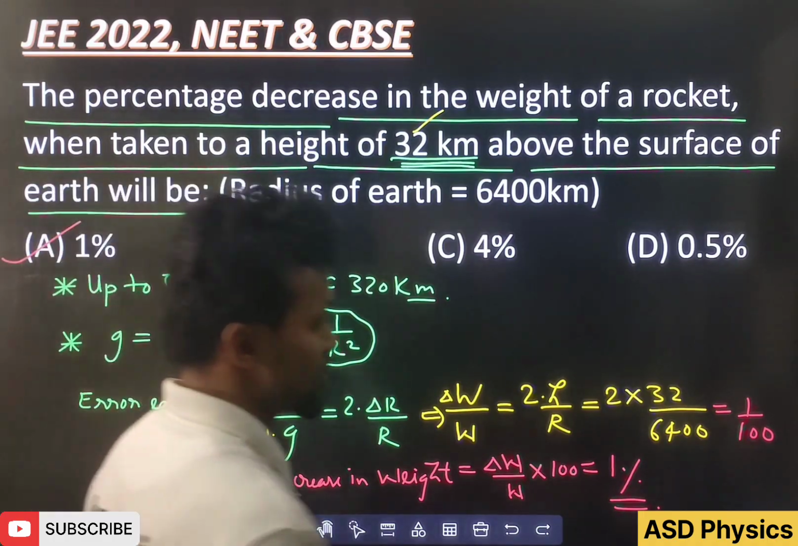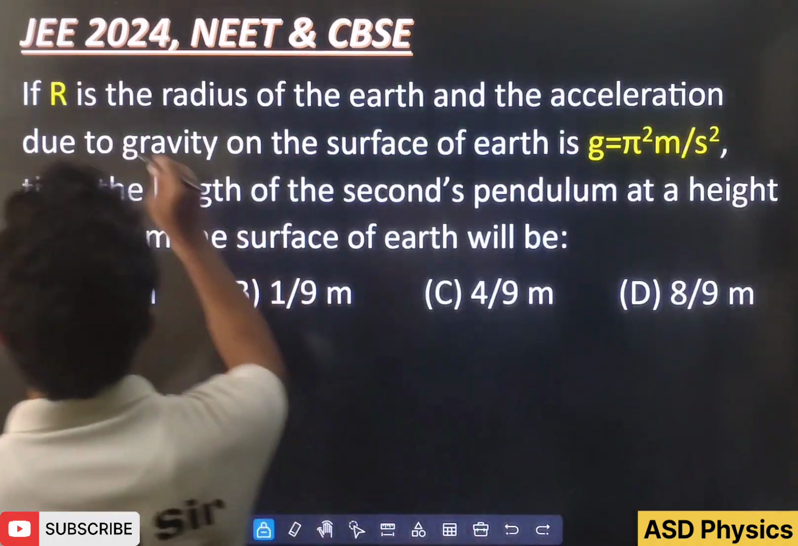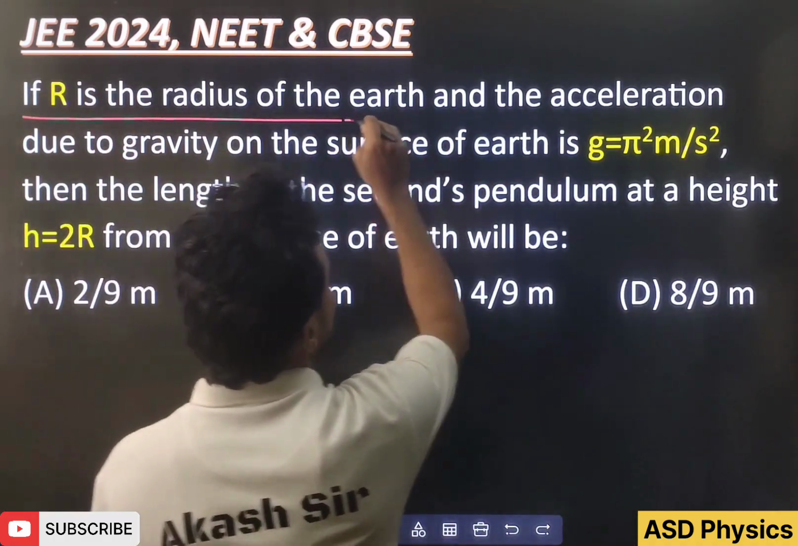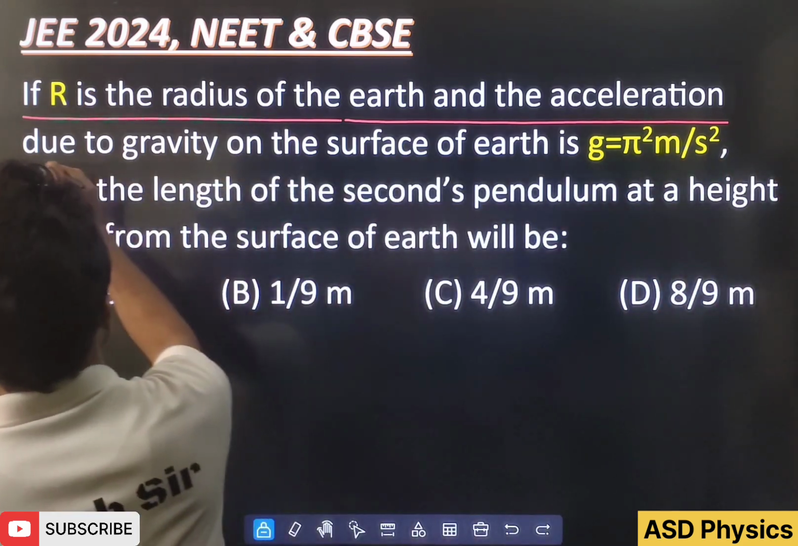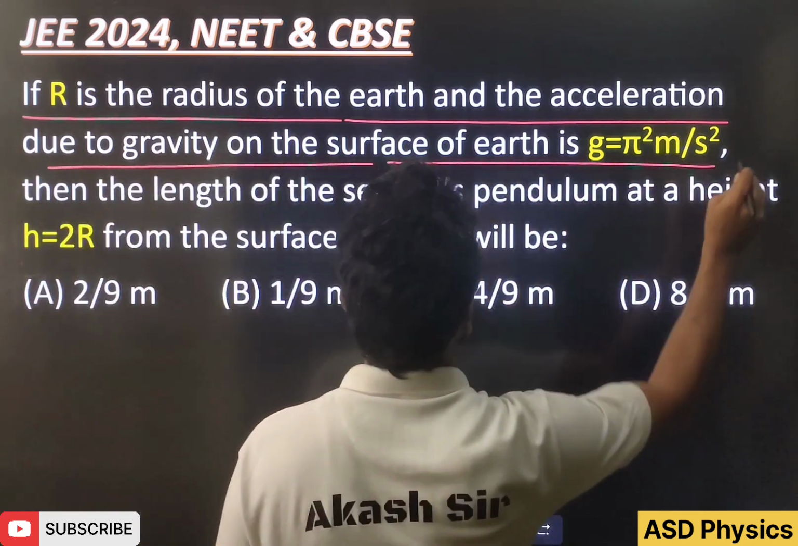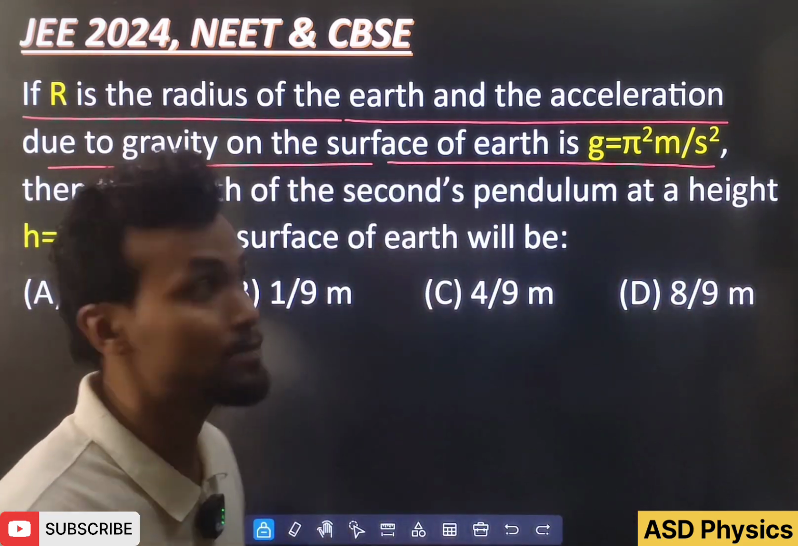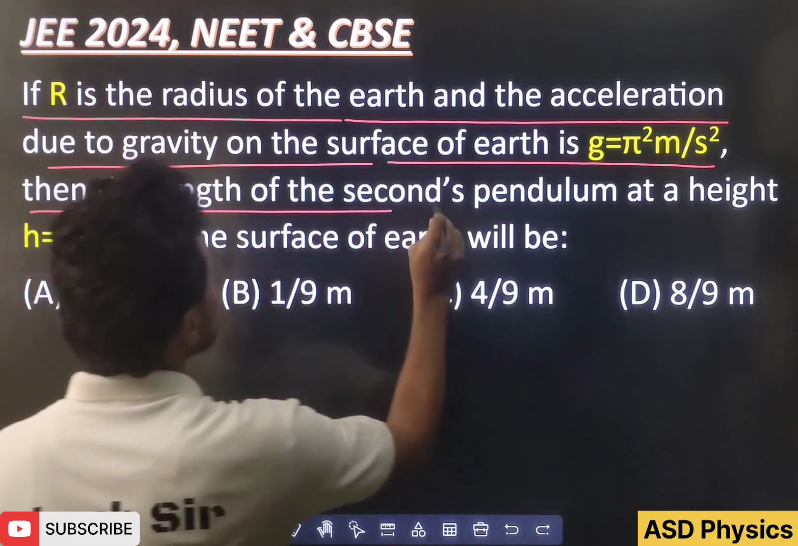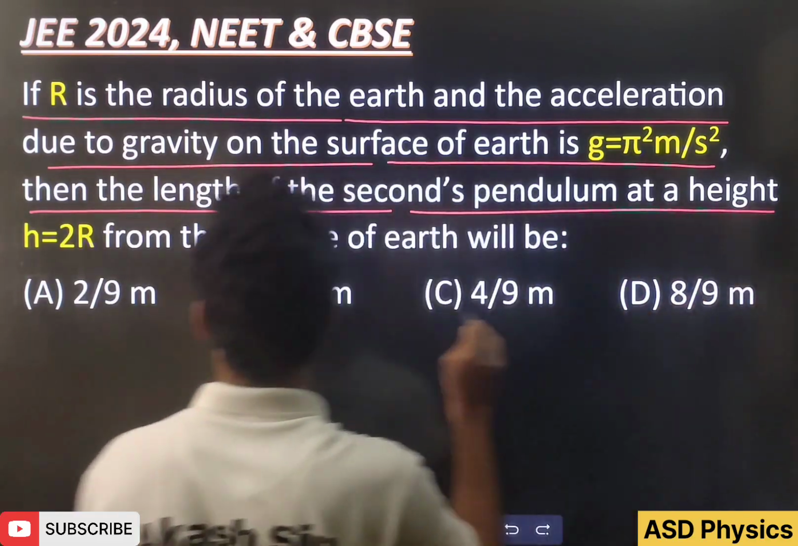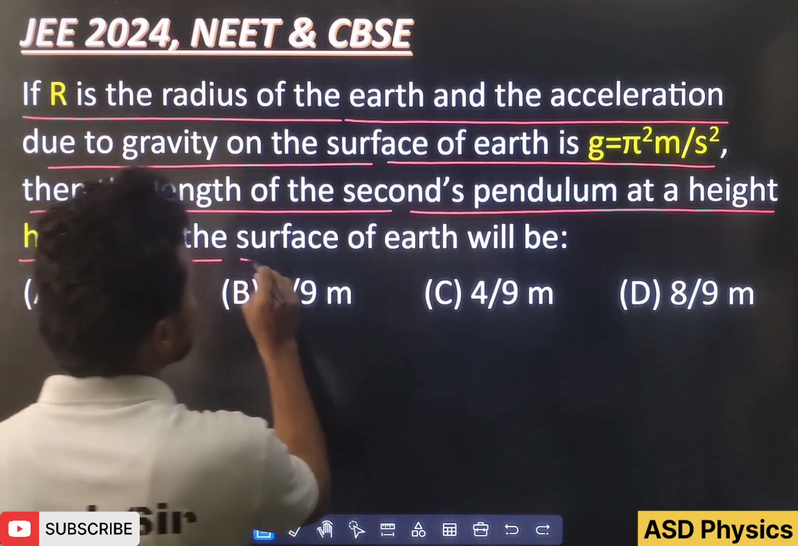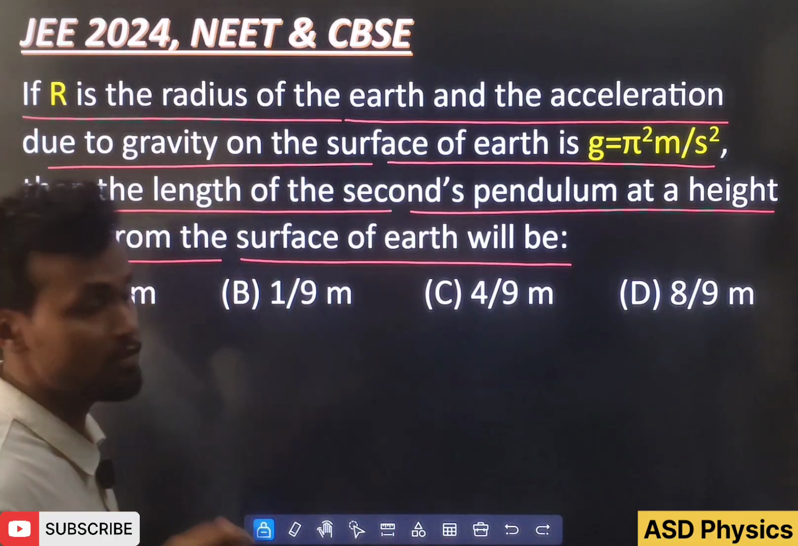Now let's see the next question. If R is the radius of the earth and the acceleration due to gravity on the surface is pi square meter per second square, then the length of the second pendulum at a height h equal to 2R from the surface of the earth will be how much?